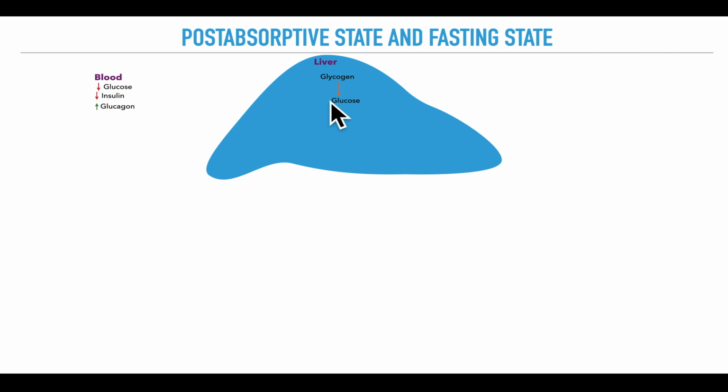As you can see, glycogen breaks into glucose. This is mediated by glucagon. Glucagon is going to stimulate an enzyme called glycogen phosphorylase, and this glycogen phosphorylase enzyme releases glucose from glycogen. So, what will happen to this glucose coming from glycogen? The glucose goes out of the liver, so it will be secreted out of the liver into the blood. That is what maintains the glucose levels in the blood under post-absorptive and fasting state.